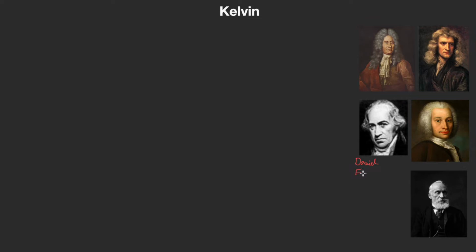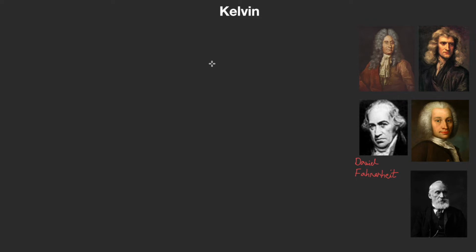Daniel Fahrenheit. So in 1724, the Dutch-Polish physicist Daniel Fahrenheit created his own scale. Why did he create his own scale? Because when he visited Rømer in Copenhagen, he was inspired by the inventions of the temperature scale by Rømer, and he was inspired to make his own temperature scale.